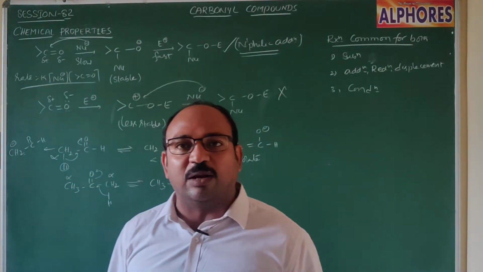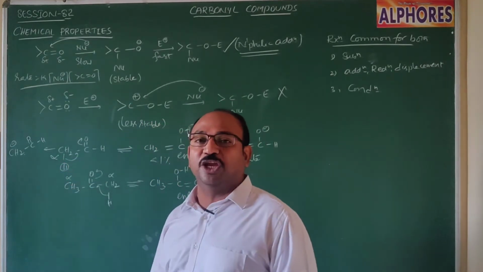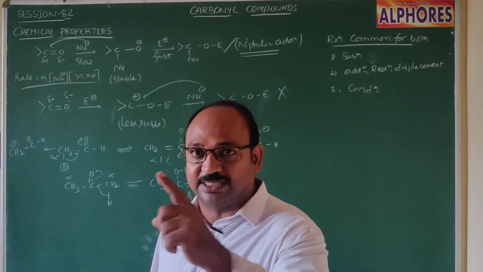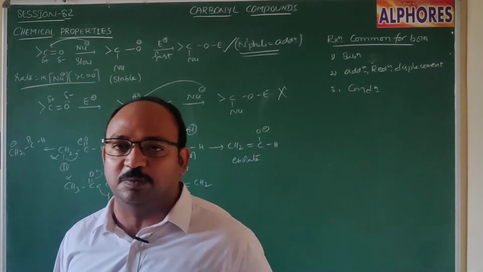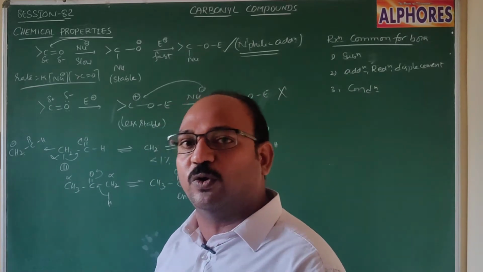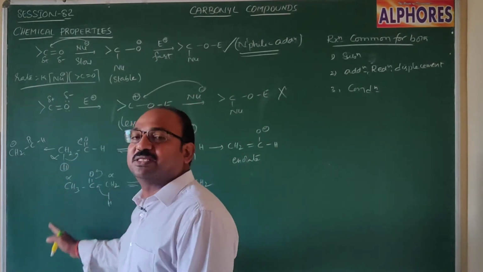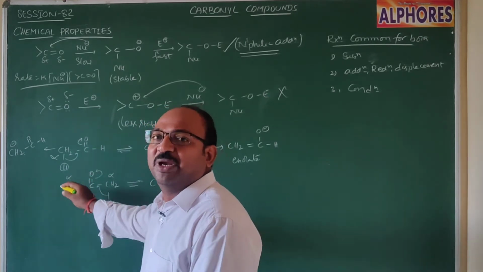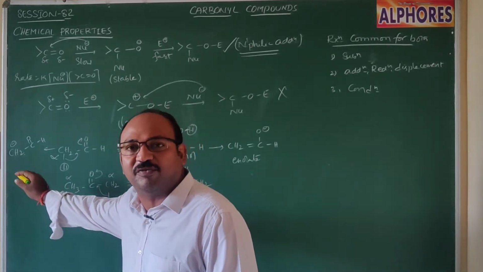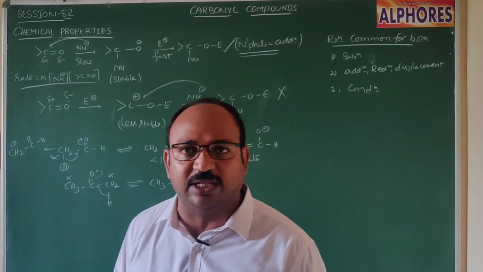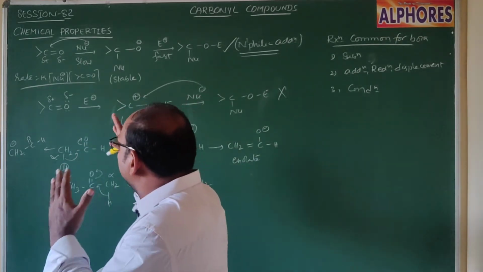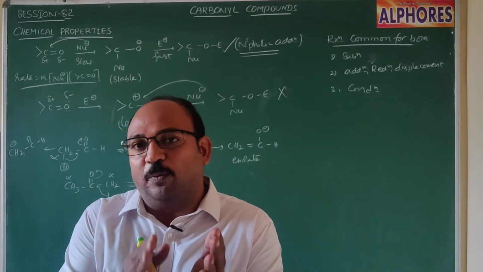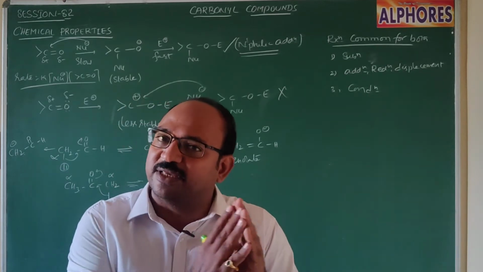Now, both aldehydes and ketones have almost similar structure, except formaldehyde. Formaldehyde is an exception. For the remaining aldehydes and ketones, both have similar structure. Here CH3-C=O-H and CH3-C=O-CH3. In ketones, there are two alkyl groups. In aldehydes, one alkyl group and one hydrogen are there. These aldehydes and ketones show a few similar properties and a few different properties.